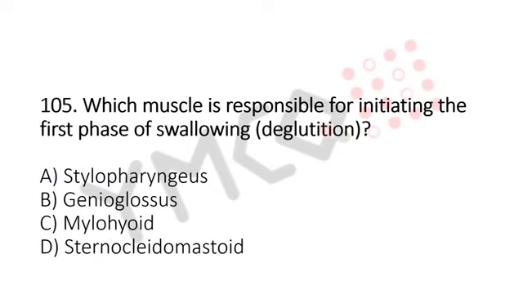Now let's move to question number 105. Which muscle is responsible for initiating the first phase of swallowing? That's deglutition. Option A, staphylopharyngeus. Option B, genioglossus. Option C, mylohyoid. Option D, sternocleidomastoid. And the answer is option C, mylohyoid.